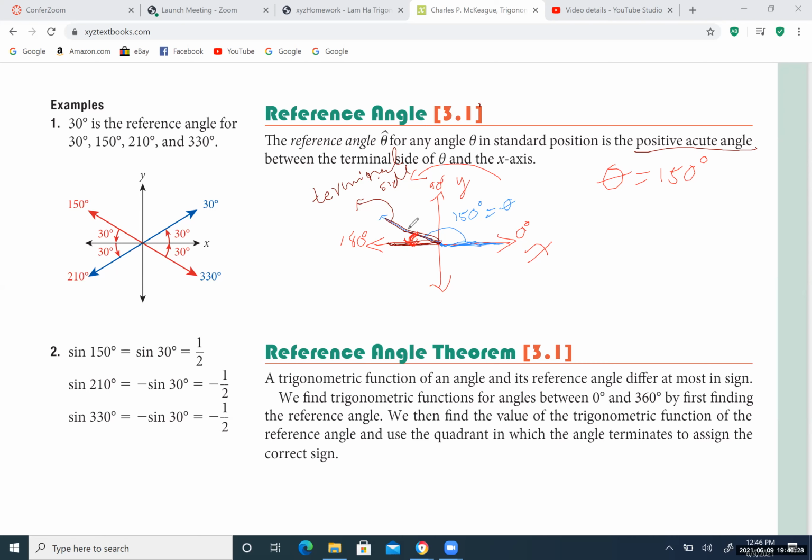Positive angle. So what you can do is take the half round, which is 180, minus 150, and you get 30 degrees for this theta hat. So theta hat, which is the reference angle, will be 180 degrees minus 150 degrees, which gives you 30 degrees. Okay, so that becomes the reference angle. So that is one of the examples.